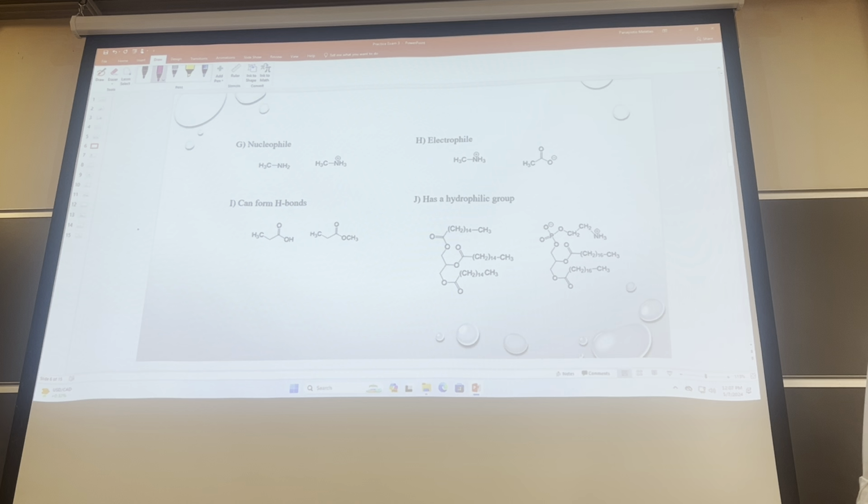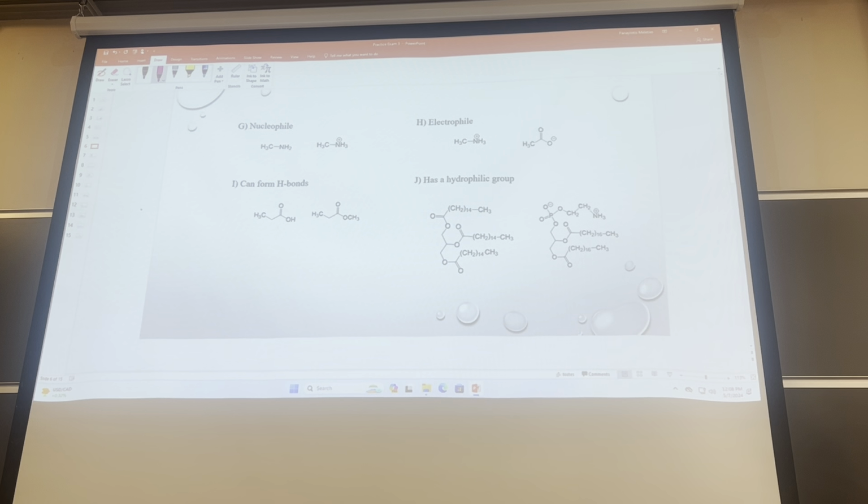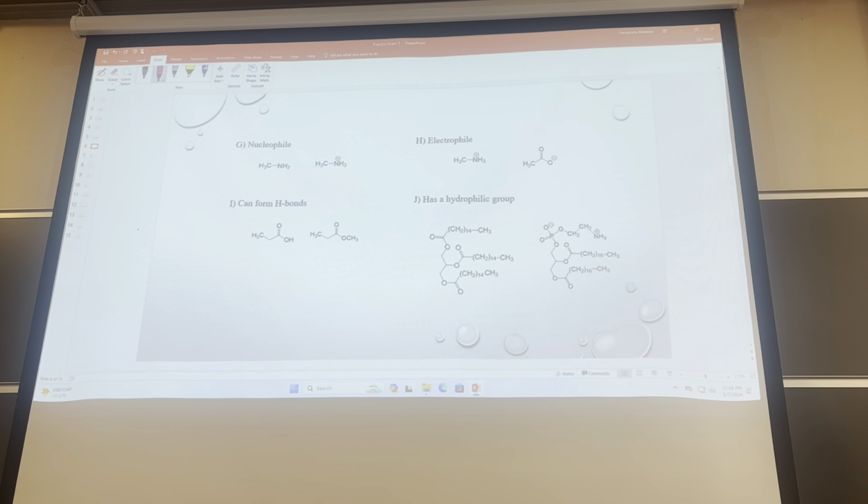Nucleophile. Which is the nucleophile? First one. Oops. I keep forgetting again. Okay. Alright. Electrophile, first with positive charge, has to be electrophilic. This one. Can form hydrogen bonds. First one.